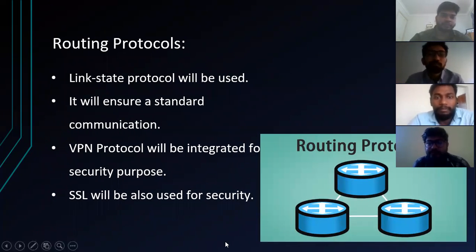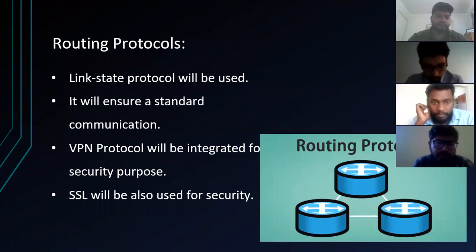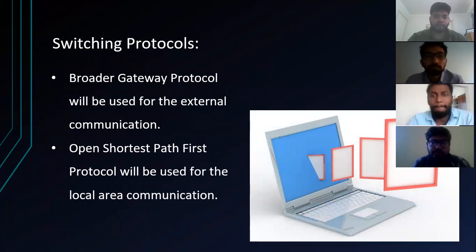Yes, as mentioned earlier, these were the routing protocols used. Link state routing protocol is used to maintain a standard communication, and a virtual private network is integrated to make sure we have perfect security for the network, and SSL is also used for security. Switching protocols, as mentioned earlier: border gateway protocol is used for external communication to make sure no one attacks the system, and open shortest path first protocol is used for local area communication within the organization.